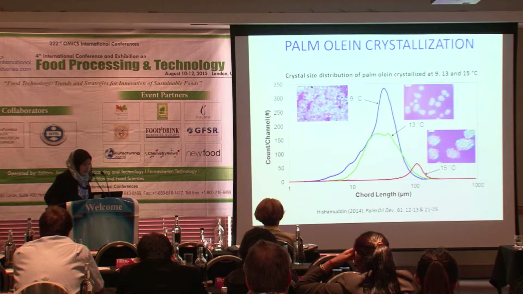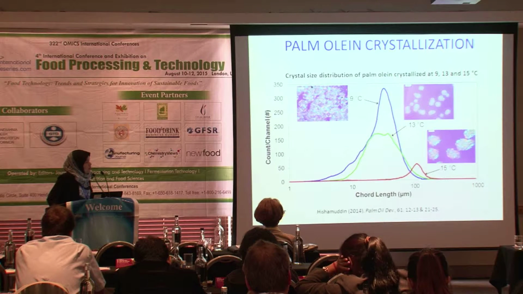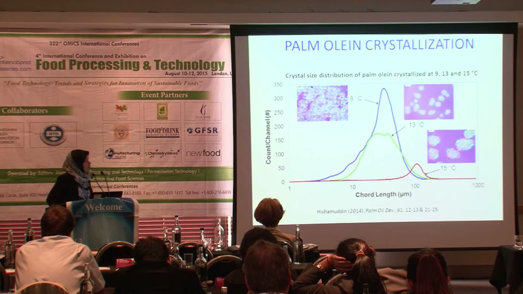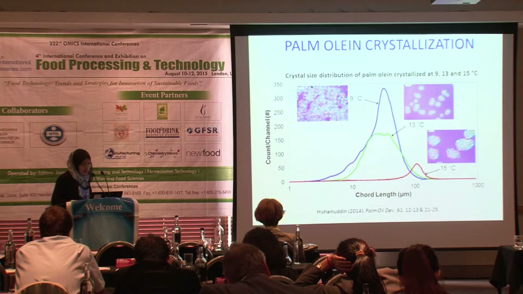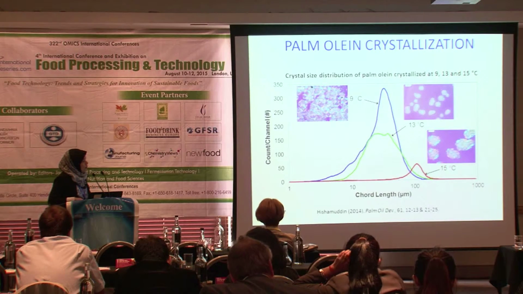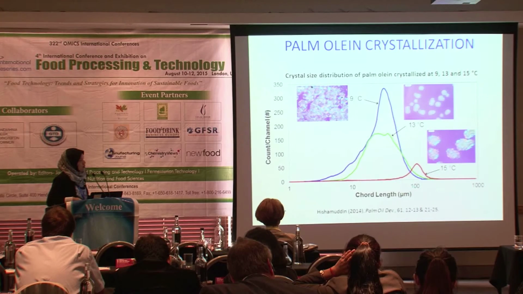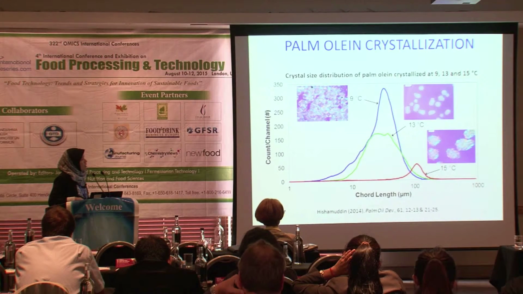Now we looked at the crystal size distribution of palm olein through the FBRM, and also we looked at the crystals under the microscope, and we found that the FBRM data correlates well with the images from the polarized light microscope. We can see that at 15, there's a very small number of crystals, indicated by the area under the curve, and this was also previously indicated in the total particle profiles.